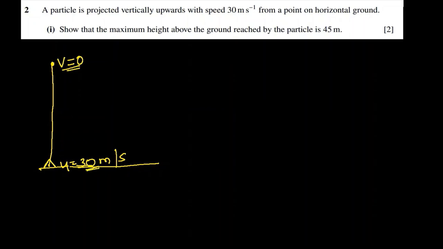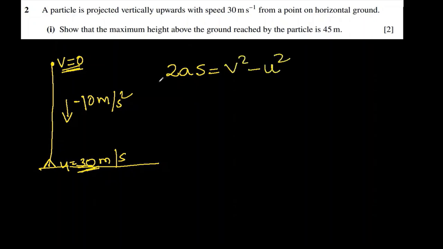The second thing to keep in mind is that acceleration is always downwards, minus 10 meters per second square, because we have taken 30 as positive. So we have to take something downwards. Even if the object is going up, the acceleration is downwards. That's why it is slowing down and ultimately slows to V equal to 0. And now we know this formula, 2as equals v square minus u square. We have everything, but we can't use S. We have to arrive at 45 meters.